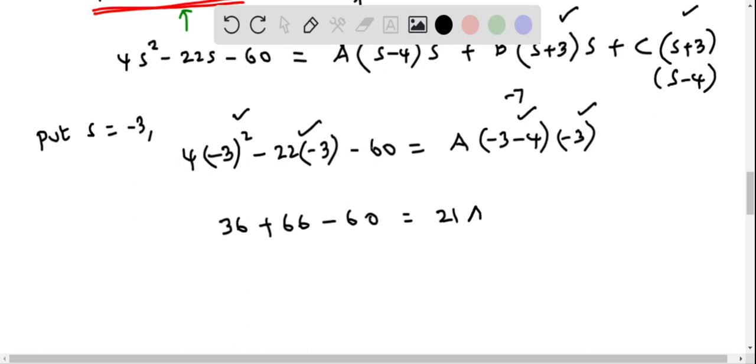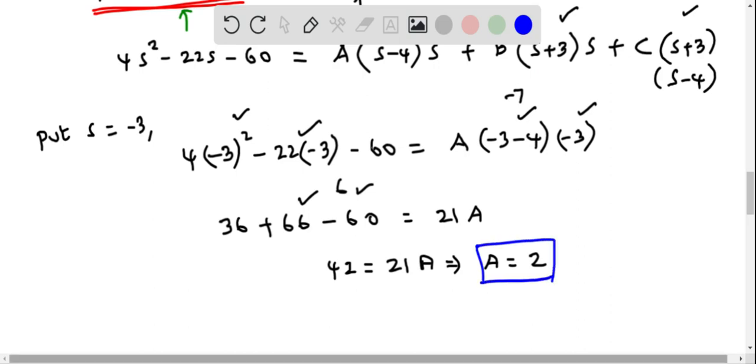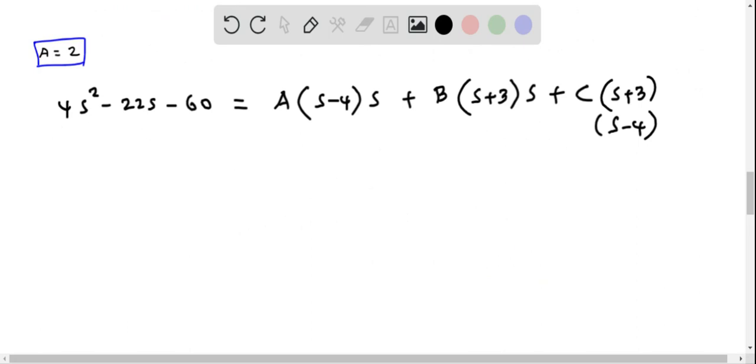So we have 21A. Let's simplify the left side. 66 minus 60 is 6, and 6 plus 36 is 42. So we get 42 equals 21A. Divide both sides by 21, and we get the value of A equals 42 divided by 21 equals 2. So we have determined the value of A, that is 2. Now let's see how to determine the other values B and C.